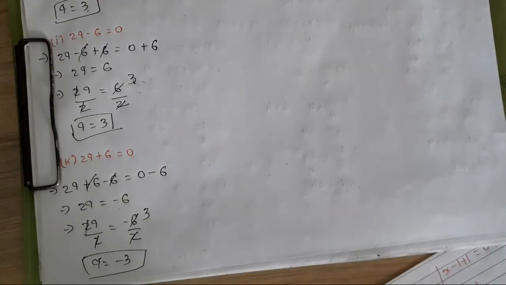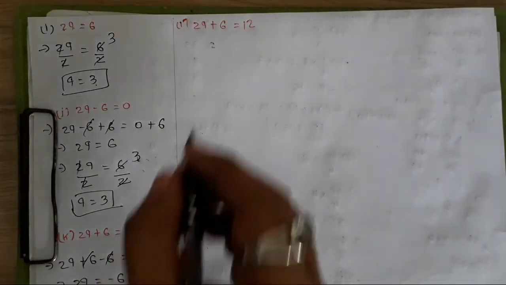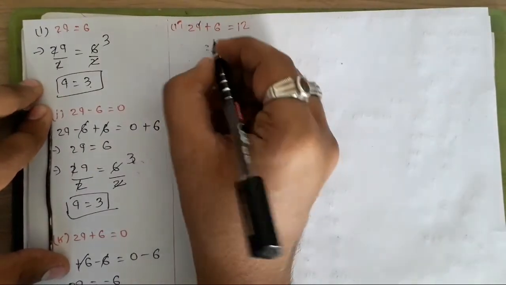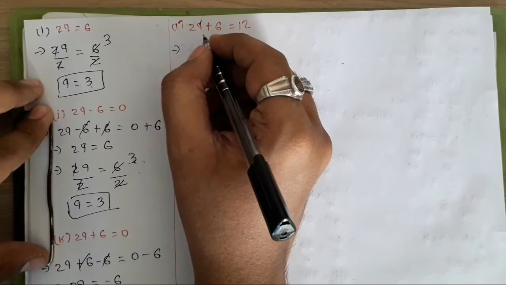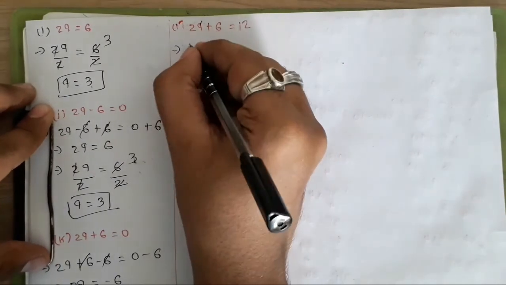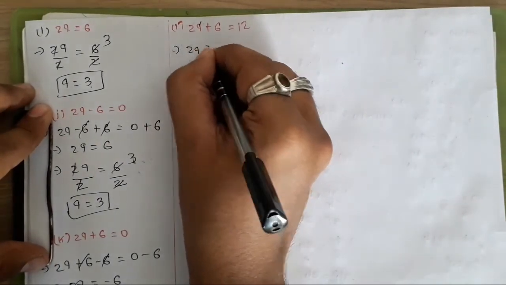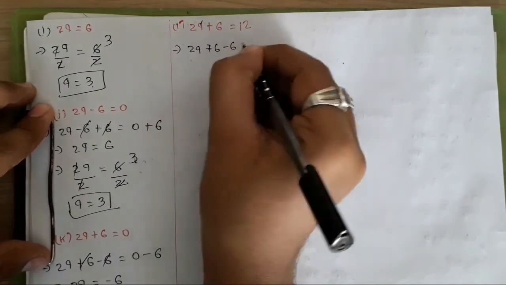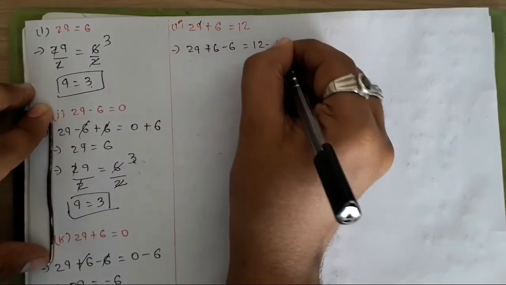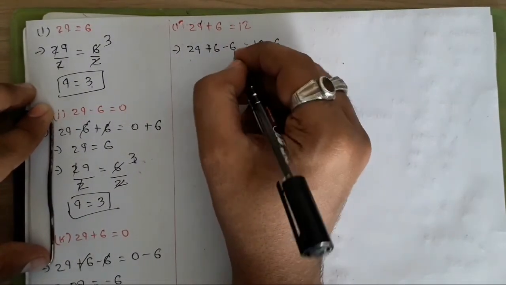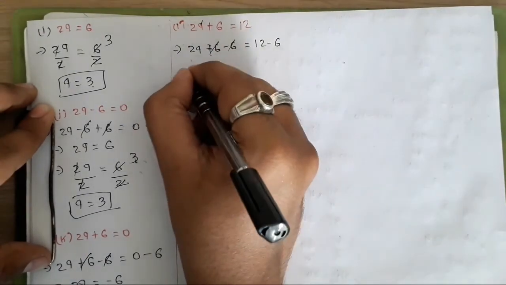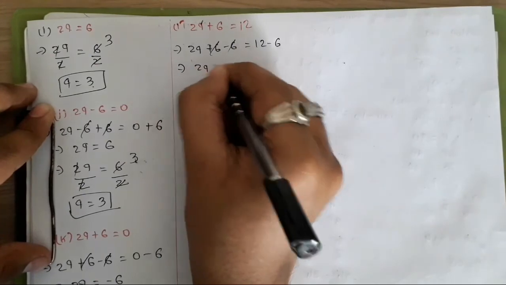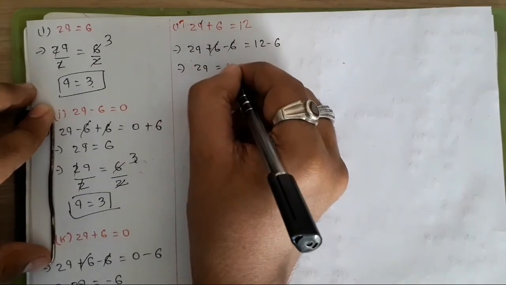Now the last one, 2q plus 6 is equal to 12. Now here, to solve this equation, I have to find the value for q. For that, first of all, I have to remove this 6. So for that, 2q plus 6 minus 6 is equal to 12 minus 6. To remove this plus 6 I have to subtract 6 from both sides, so here 6 will be cancelled. So 2q is equal to 12 minus 6, I will get 6.